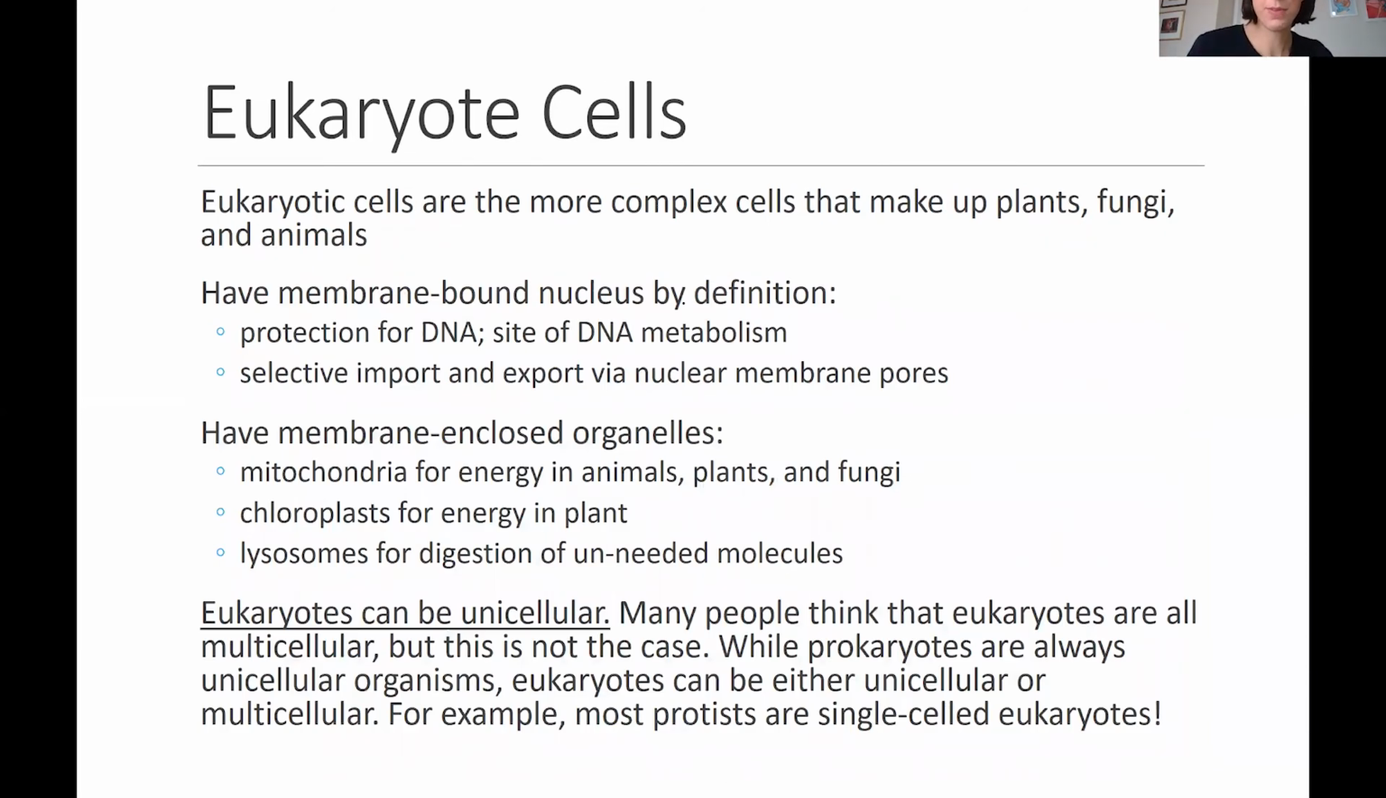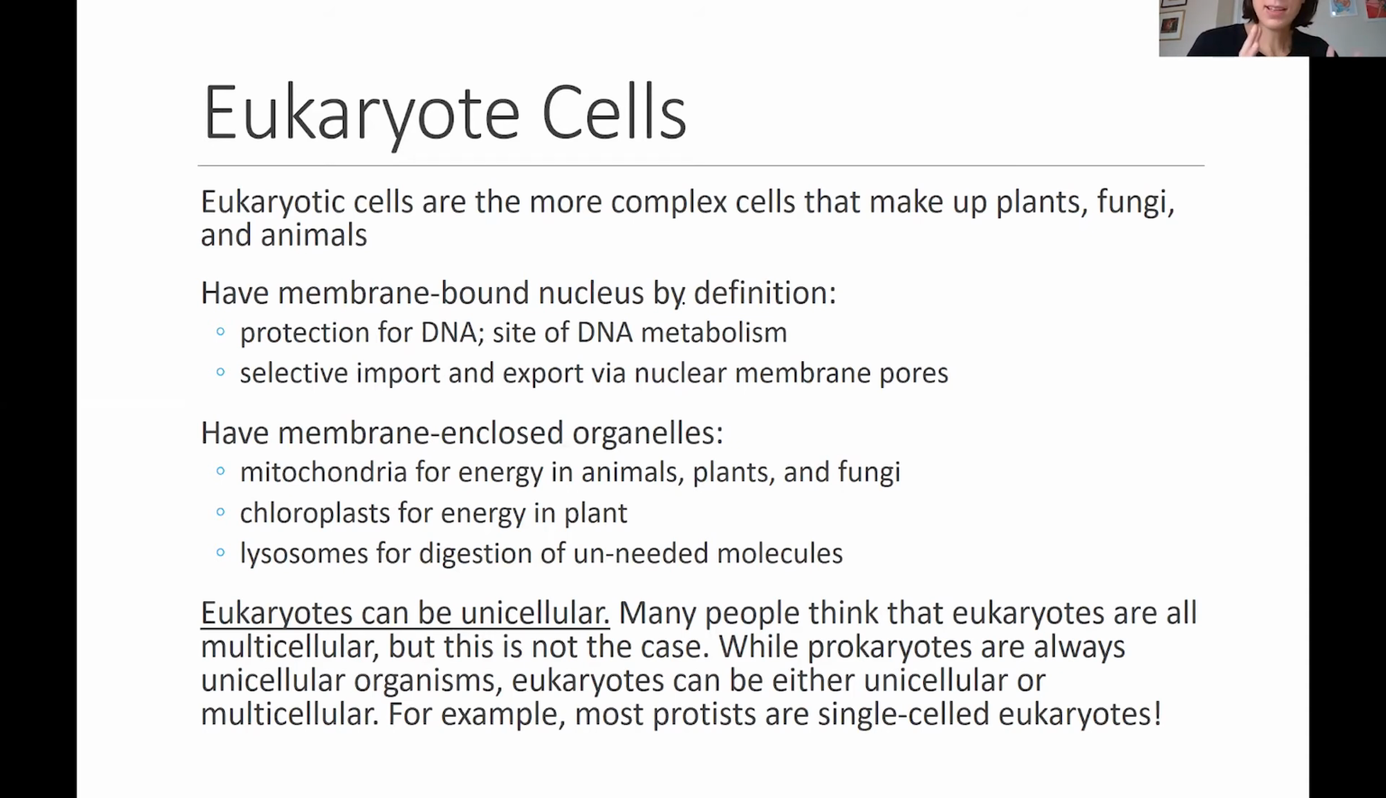So let's now review eukaryotic cells in comparison to our prokaryotic friends. These are the more complex cells, and they make up things like plants and fungi and animals. So again, as I showed in that original diagram talking about the different domains of life and the different kingdoms, eukaryotic cells exist within numerous kingdoms of life.